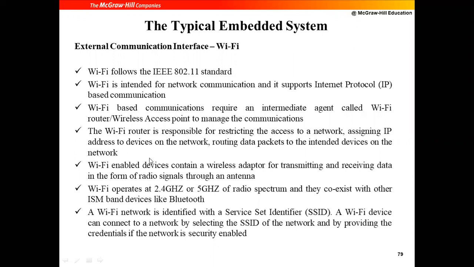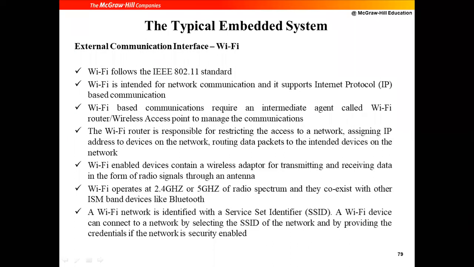Based on the IP address, the data packets will be routed to the required devices. So basically it contains a wireless adapter for transmitting and receiving data in the form of radio signals. Wi-Fi operates at different frequencies, that is 2.4 gigahertz or 5 gigahertz of the radio spectrum, and they coexist with other ISM band devices like Bluetooth and all, right?